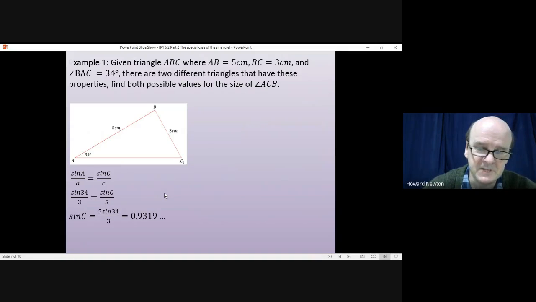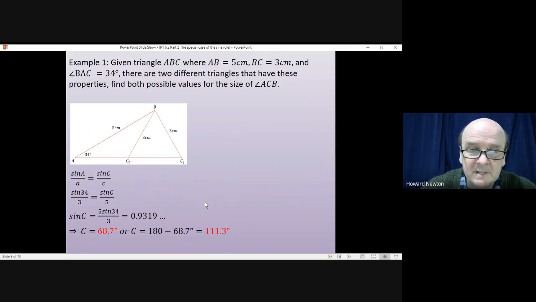Now that's the sine of C. So we need to do inverse sine. And inverse sine of that will give us the first possibility, that C is 68.7 degrees. But then we need to remember that there's a second possibility, that there's a second triangle that you could get. And for that triangle, you'd need to do 180 take away 68.7. That gives us the second possibility for C, which would be this angle here, which is 111.3 degrees.